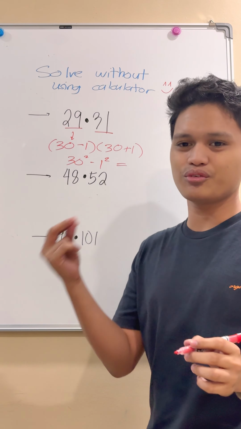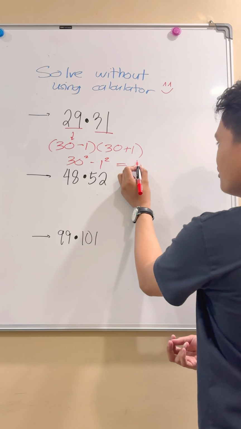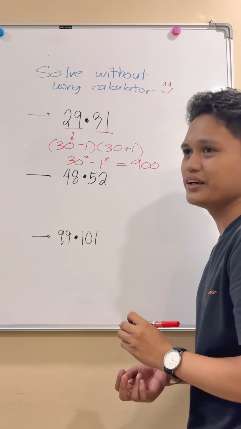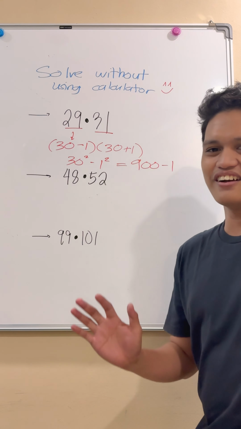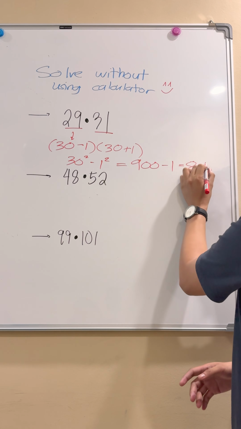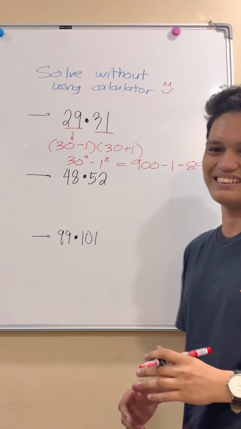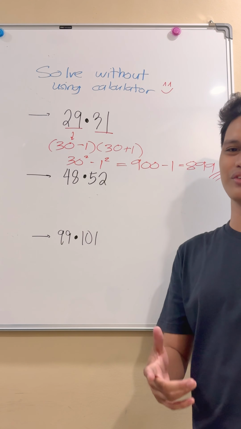And we all know that 30 squared is 30 times 30, which is just 900. And 1 squared is just 1. So thus, 900 minus 1 is just 899. And that's the product of 29 times 31.